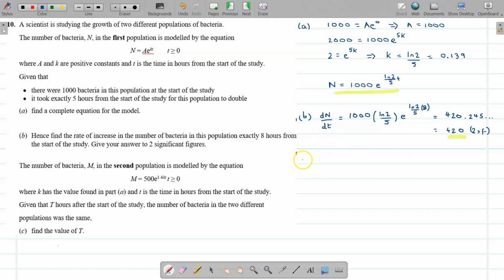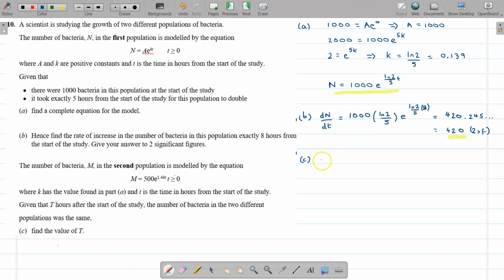Now part C, we have to compare these two models, this one here, which has a smaller value at the front of e, but then a larger power. After a certain time t, both situations have the same number of bacteria. So we need to set them equal to each other and find what t is.